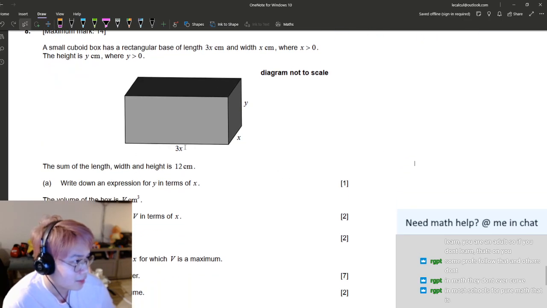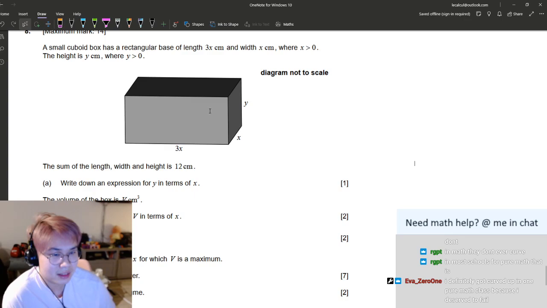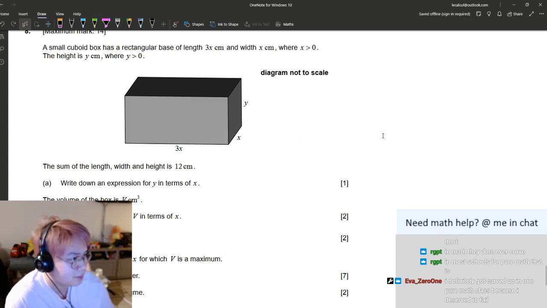But, alright, what is this? I got a box, and then it has these dimensions. And then if I add up the length, the width, and the height, it's 12.